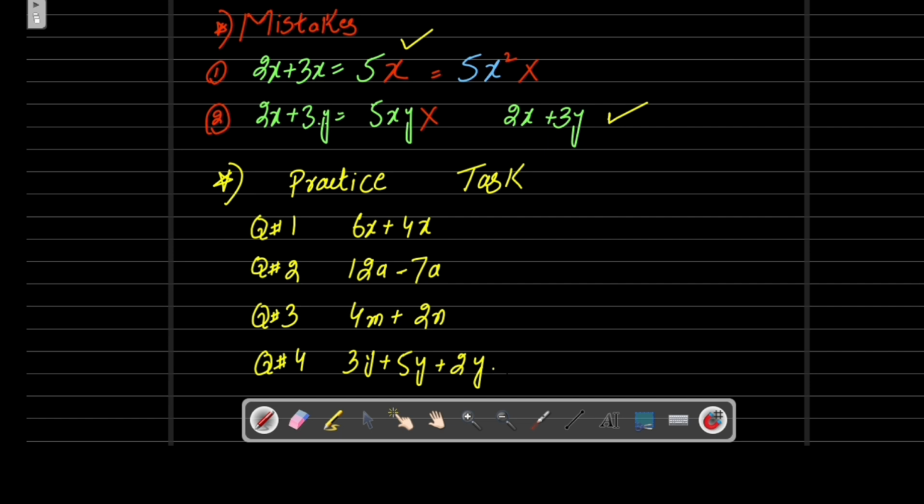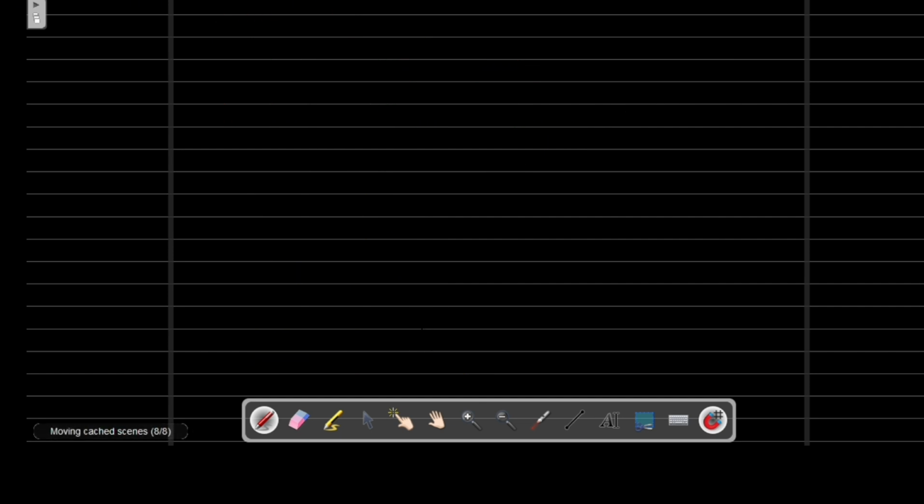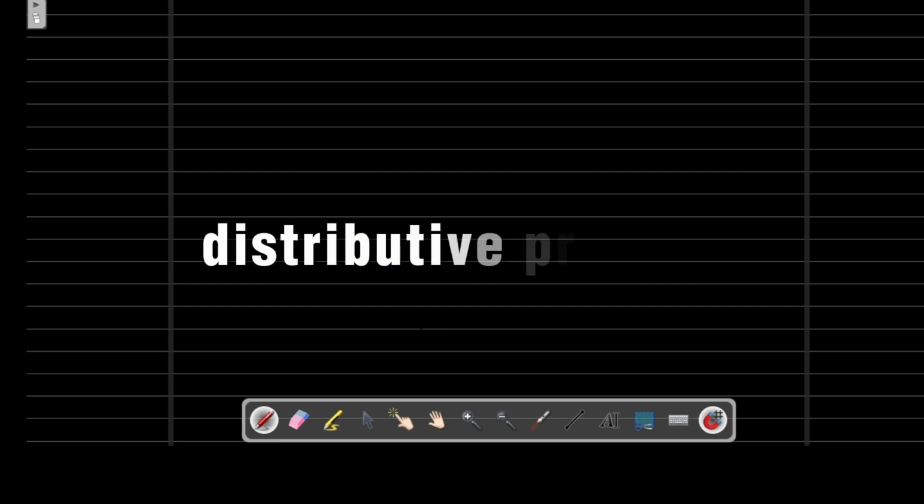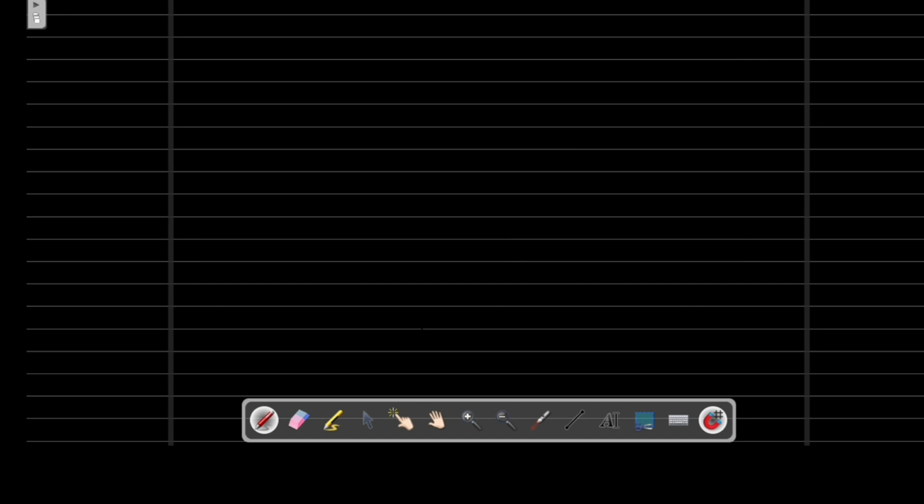I have a preview of day 4. Tomorrow we will learn how to use the distributive property. You will discover how mathematicians remove brackets and simplify expressions even faster.